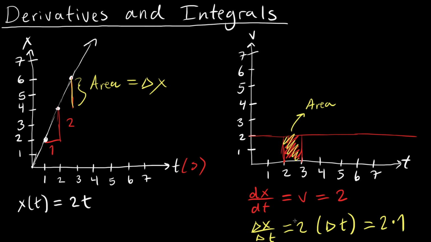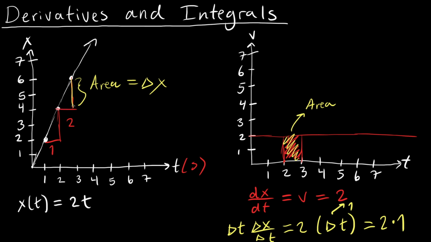So, sorry, this here is not equal to this. The way that it will be equal is if we do something like this. Because dx/dt is 2, and then we multiply that by a change in time here. And in this case, it was just 1. So yeah, that is how it's related.